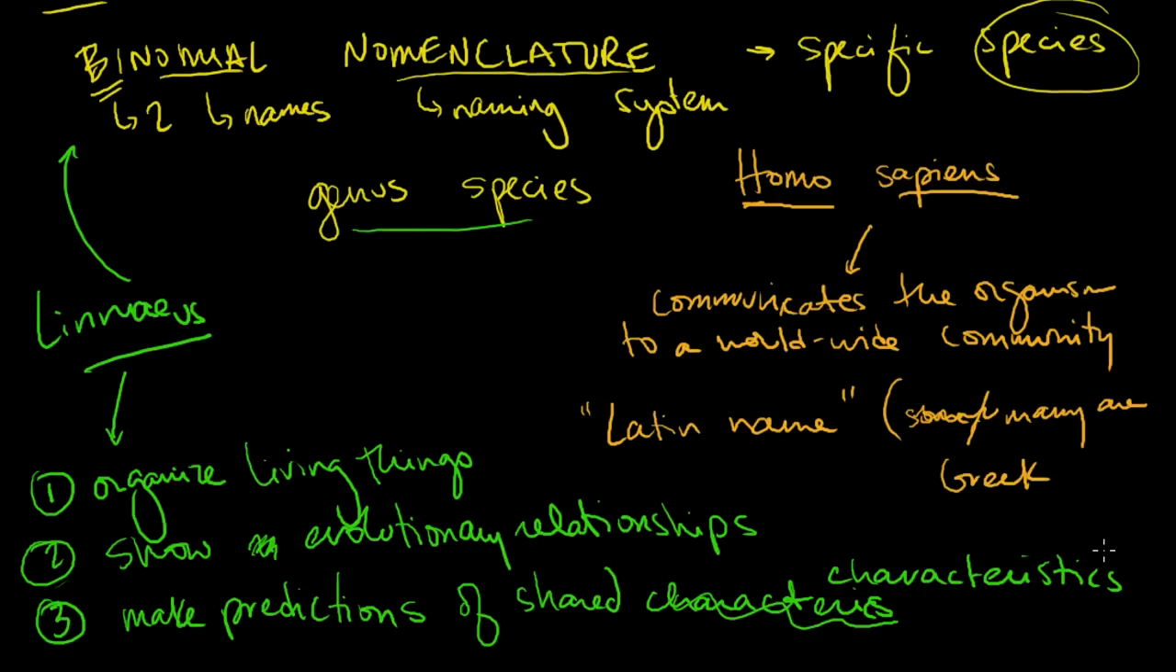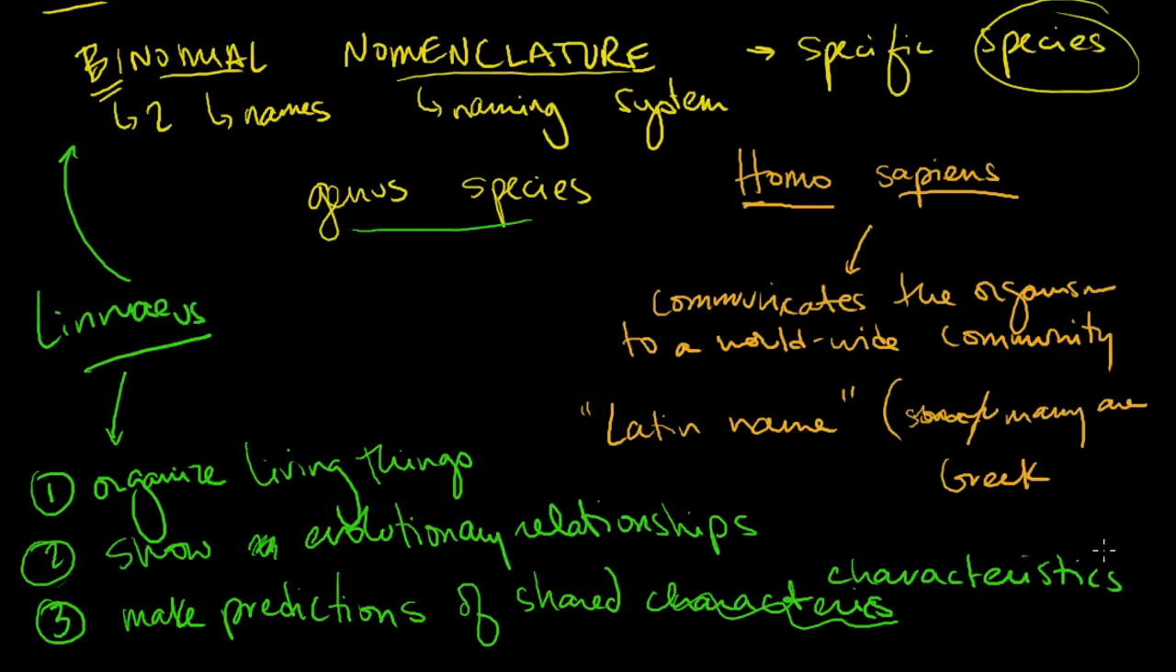Characteristics. Okay. So if organisms have much more recent common ancestors, they will have more similar DNA, which means that they code for similar proteins, they have similar characteristics, they lived in similar environments, so they may have similar behaviors. There are just more similarities if they share much more recent common ancestors. So our classification system is based on those evolutionary relationships.